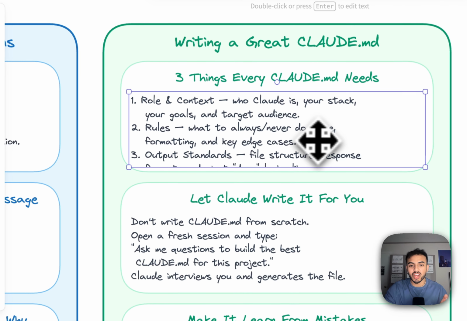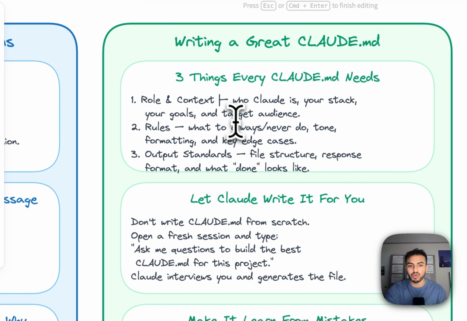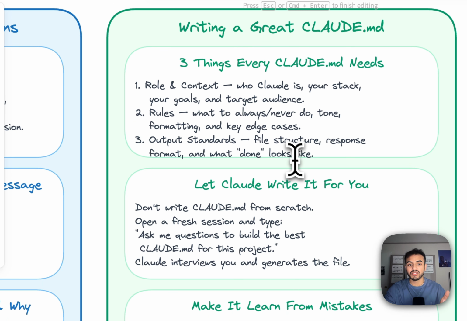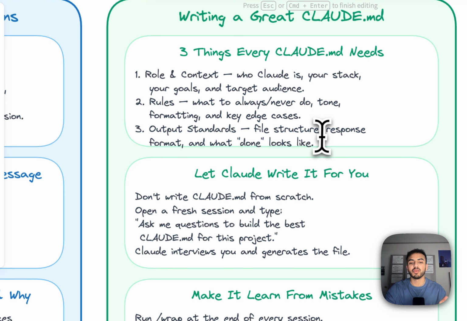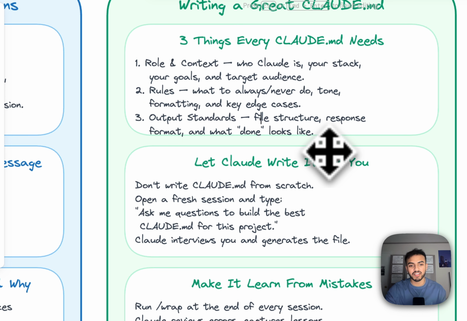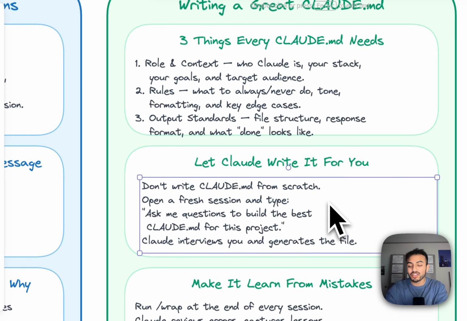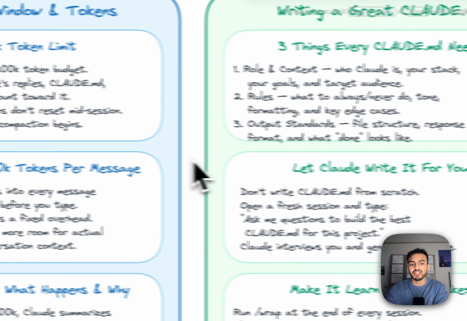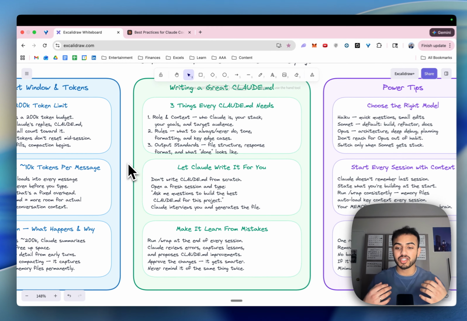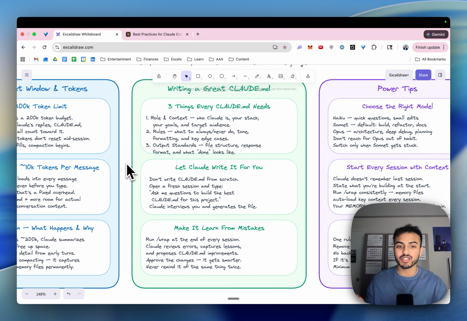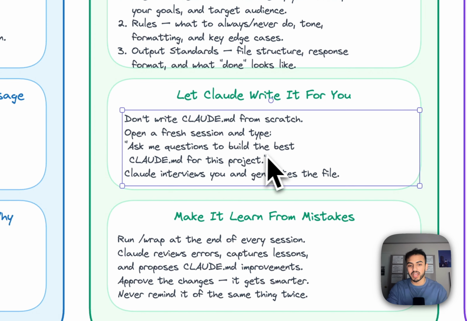So what makes a great CLAUDE.md file? Role and context: who you are, what your goals are, what the target audience is. Rules: what to do, what to never do. Tone and formatting, output standards, so if you want a file to look a certain way, formatting, stuff like that. This is important. Try to remember Claude is a conversational agent, right? So you don't want to just give it straight up instructions all the time. You want it to ask you questions and give it more and more context and more inputs. So always ask it, hey, ask me questions to build the best CLAUDE.md file.